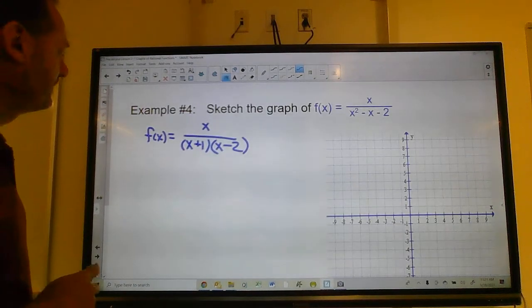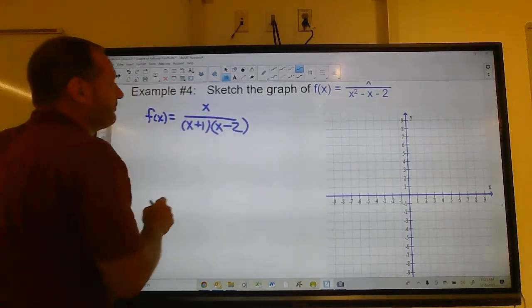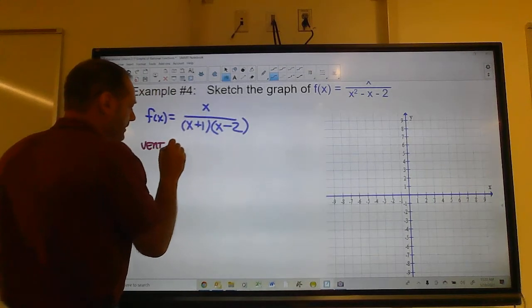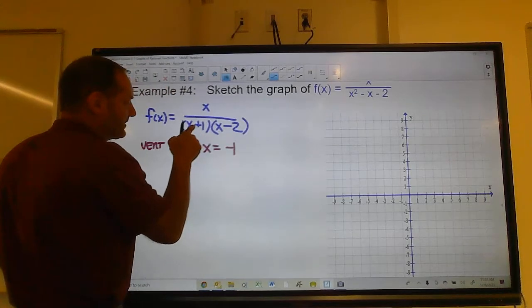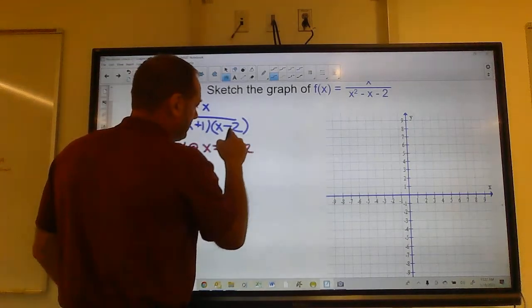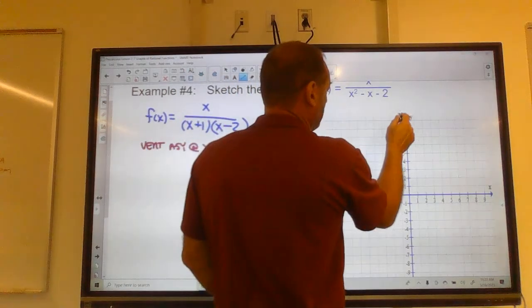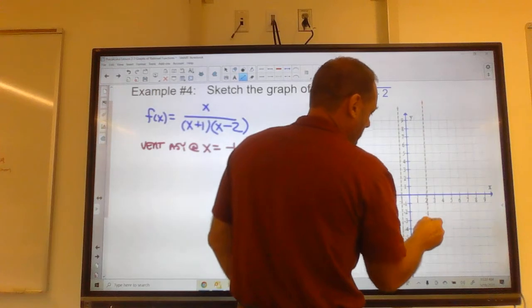So this is factored, and now I can tell a couple of things. This has 2 vertical asymptotes. So it has vertical asymptotes at x equals negative 1, because that makes this 0, and positive 2, which makes that 0. Okay, so we'll go ahead and put the vertical asymptotes on there. There's one. There's the other one.